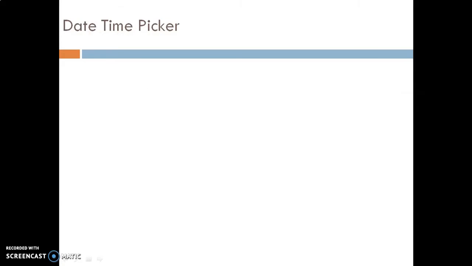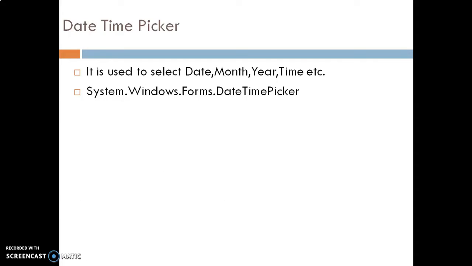Now start our session with first control, which is a datetime picker. This control is used to select date, month, year, time, etc. This control resides in a namespace, System.Windows.Forms. Means it resides in forms, which is in Windows namespace, which is in system namespace. It display current date with day.